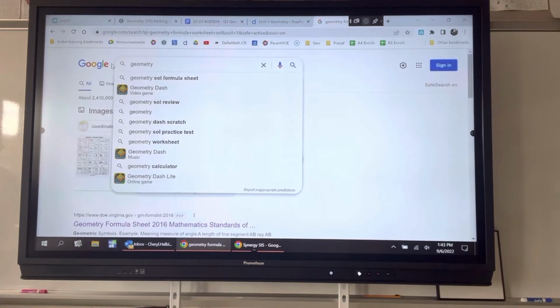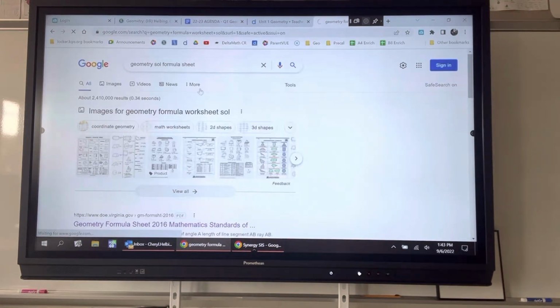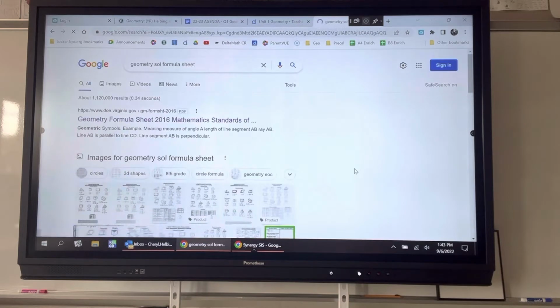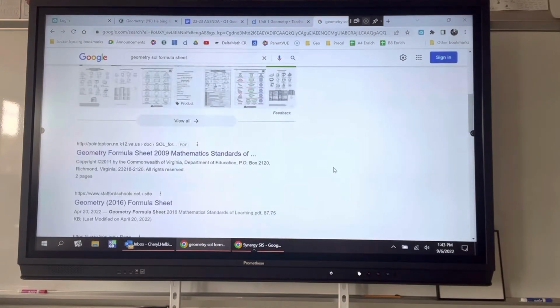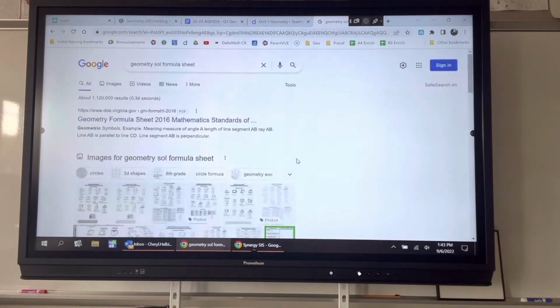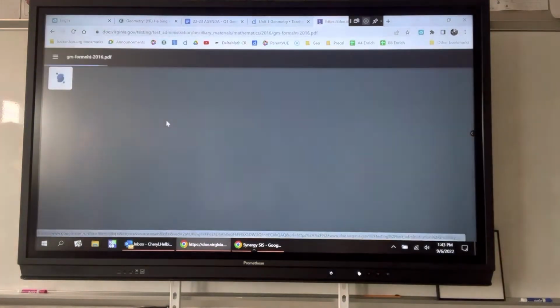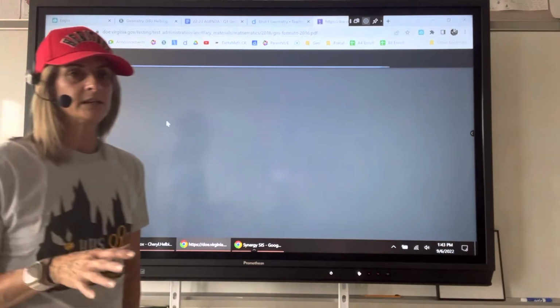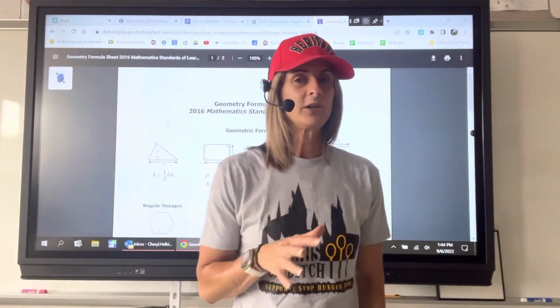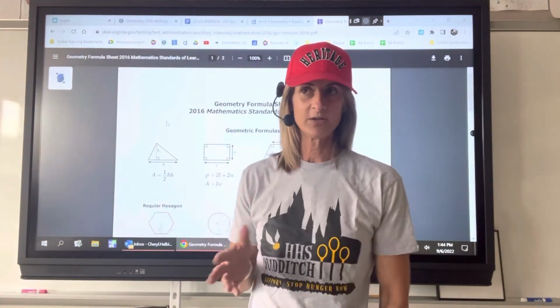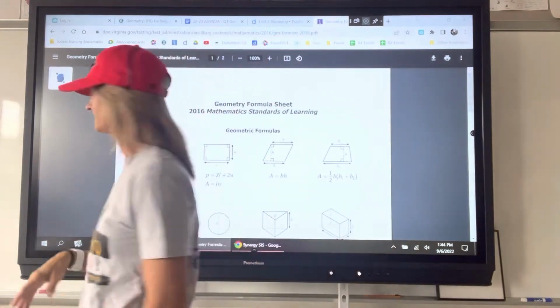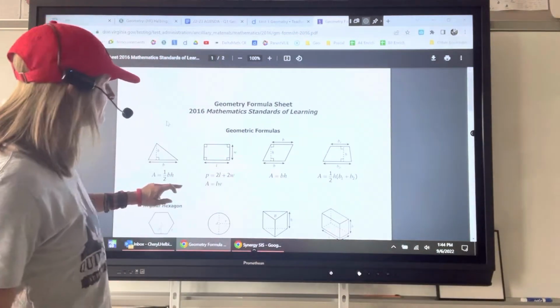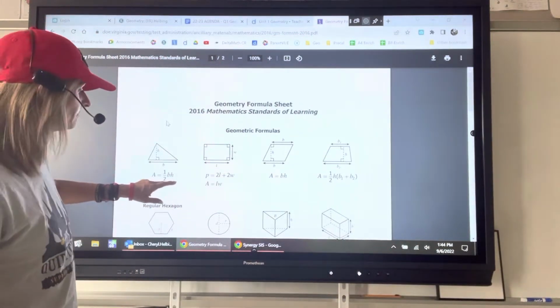You just go to Google and type in geometry SOL formula sheet and some images will come up. And you might see the 2009 one. If you scroll down, there's the 2009 one at the top. The 2016 one is the one that you need. The reason it says 2016 is because that was the last time that we changed our standards in geometry. So that's why it's called the 2016 formula sheet. But you'll see a bunch of formulas that we will use this year much later on.